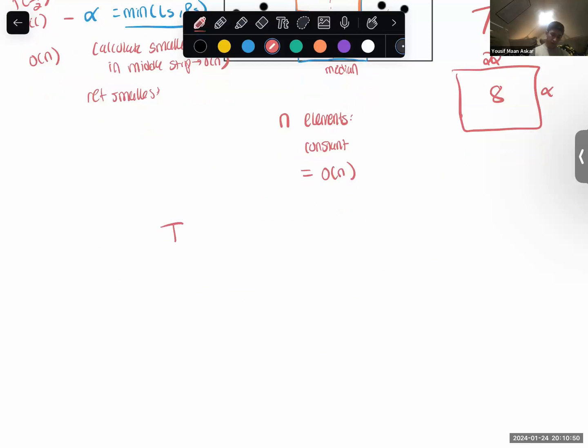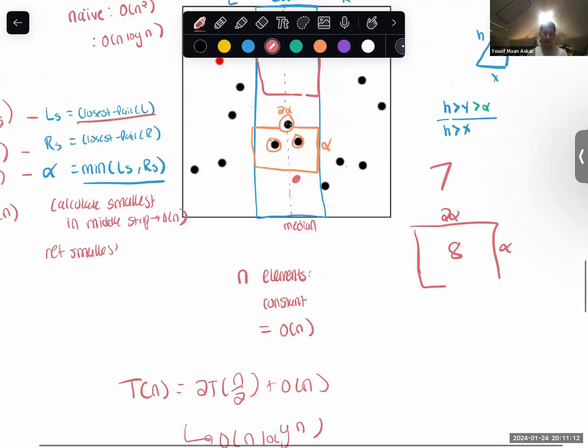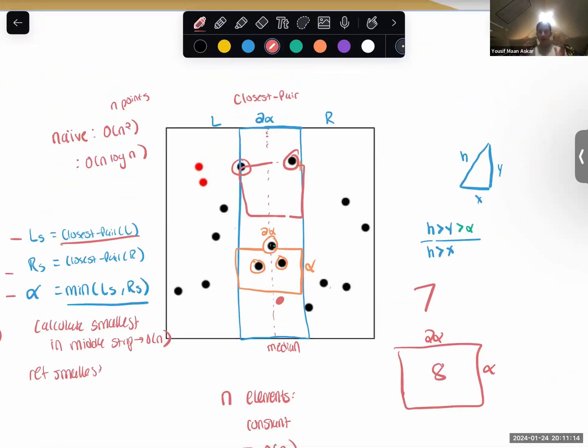Now, what's the runtime of this algorithm? Well, T of n is equal to 2T of n over 2 plus O of n. Run that through master theorem, you get O of n log n. So it's really, really cool. We converted an O of n squared strategy to an O of n log n strategy by using divide and conquer. And remember, the idea was we had 3 possible places in which our closest pair points could be: both in the left, both in the right, or one on the left, one in the right.